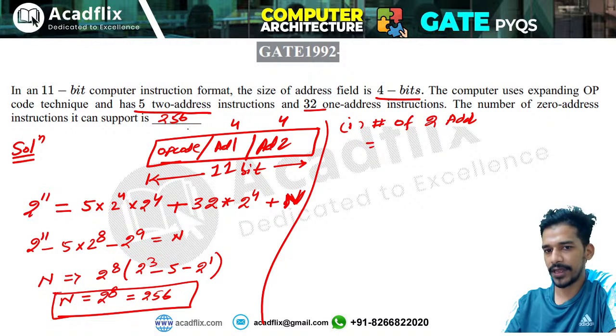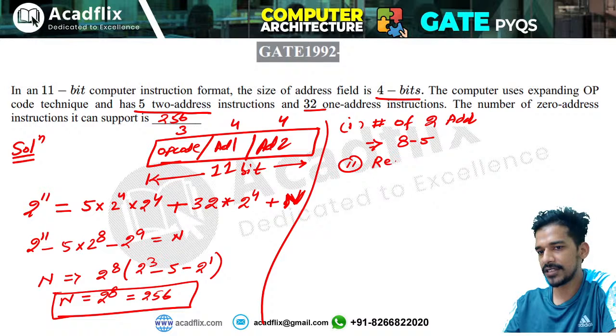So 4 plus 4 is 8, and this field will be of 3 bits. The total number of 2-address instructions will be 8. Out of 8, how many have you used? You have used 5 two-address instructions. So the remaining 2-address instructions are 3.